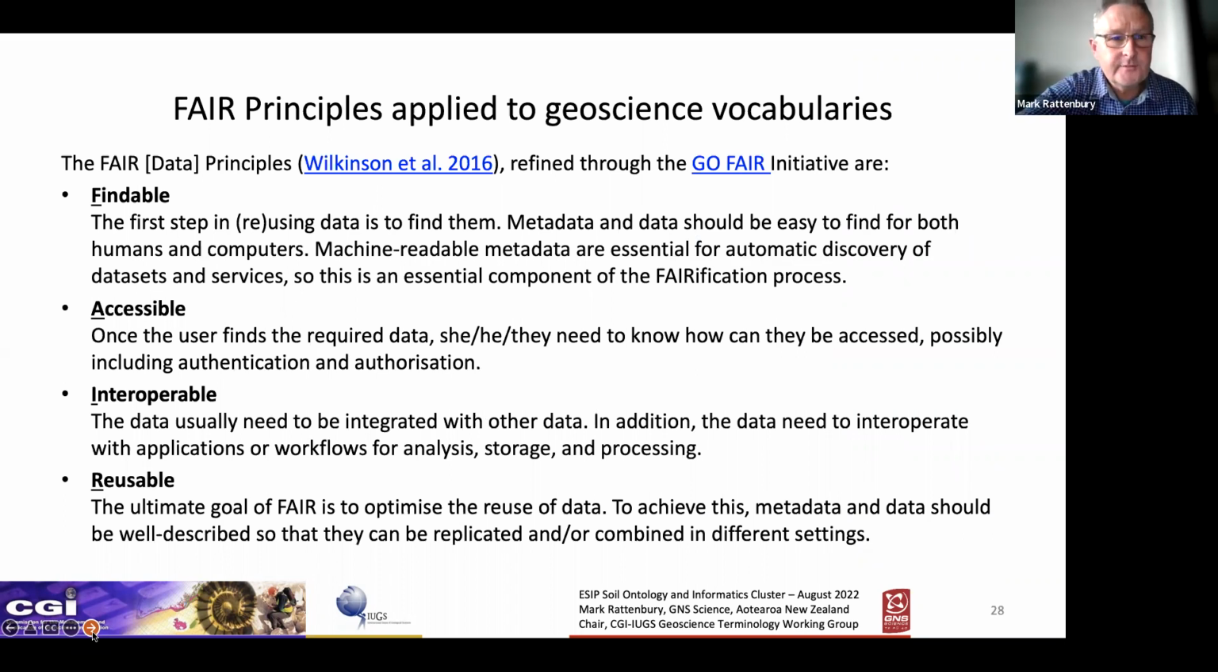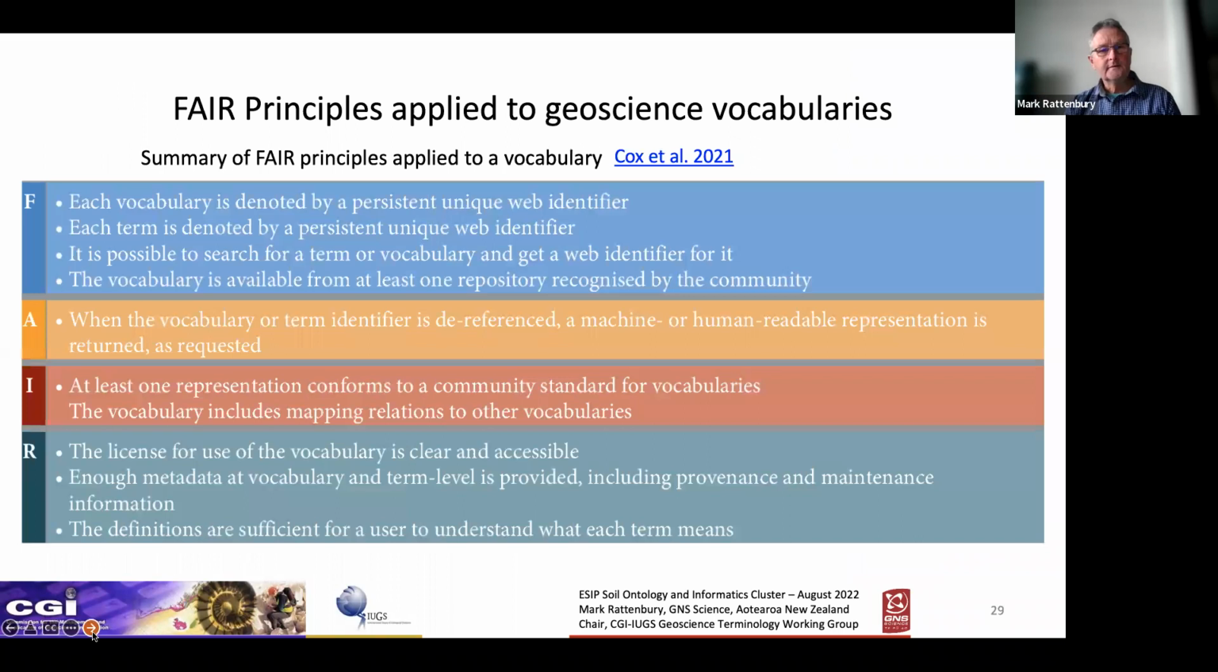Touch quickly on FAIR principles. I won't go into this in great detail. Findable, accessible, interoperable, and reusable. So Simon in the audience is the author, with his colleagues, on how you can apply these to vocabularies. For each vocabulary, there's a bunch of criteria which dictate whether it's findable, and the level to which it's accessible, interoperable, and reusable. You can see those terms there.